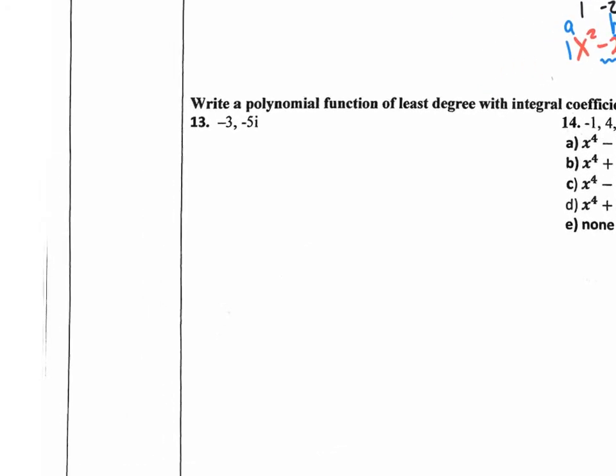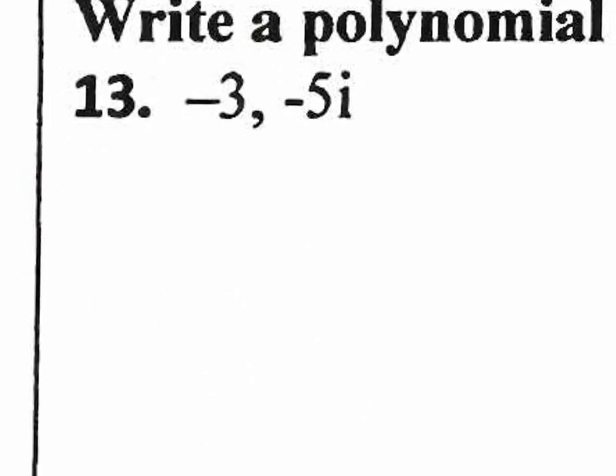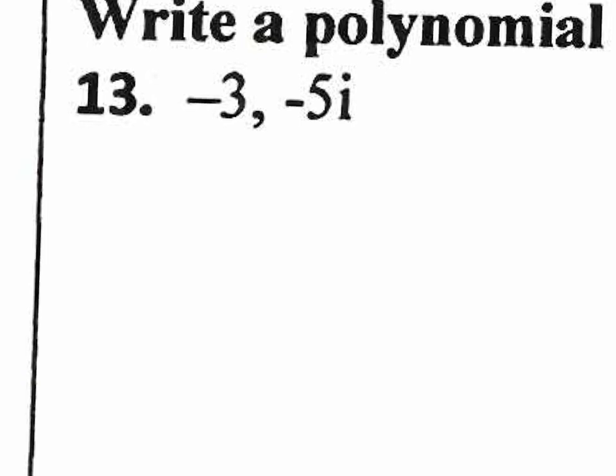Down here, number 13, well, not the most important one. It's pretty basic, actually, if you think about it. They give you the answers, and they want the equation that gives you those answers. So let's do this whole process backwards. First, let's begin with saying x equals negative 3. Let's also begin with saying x equals negative 5i.